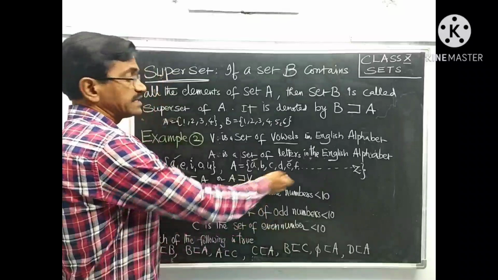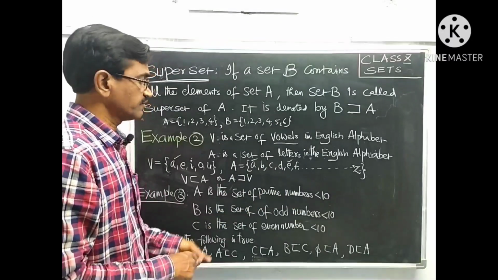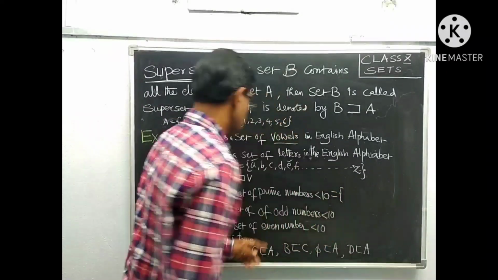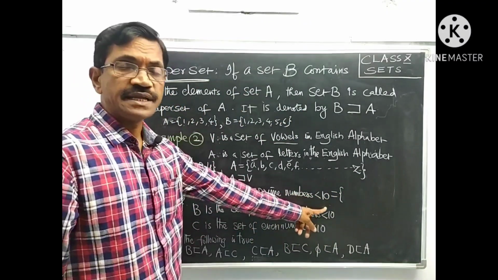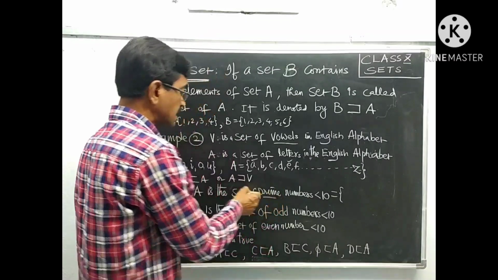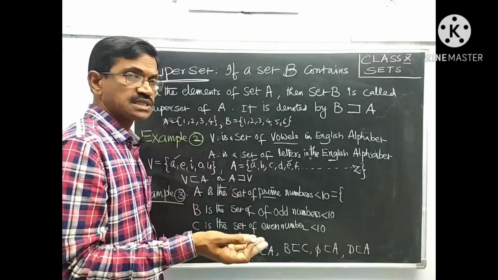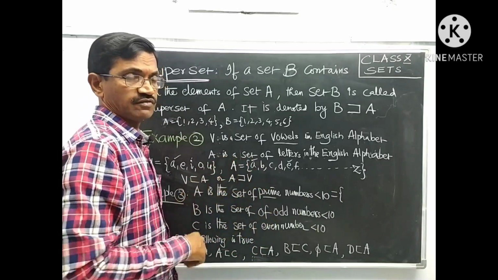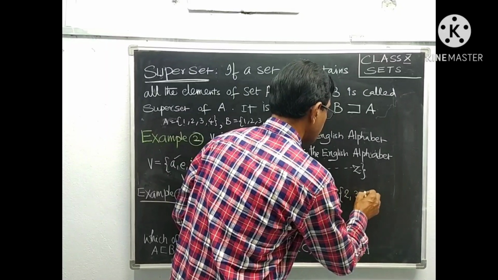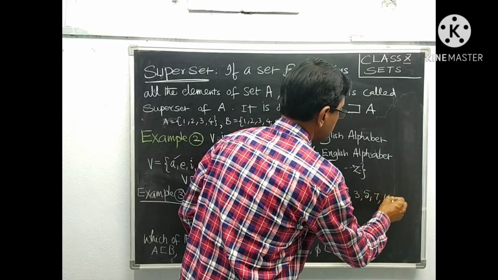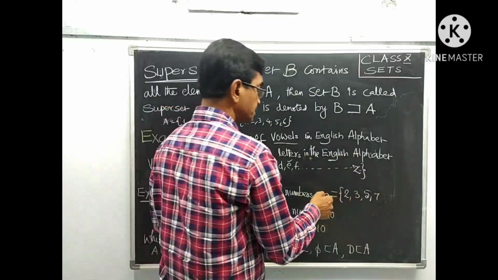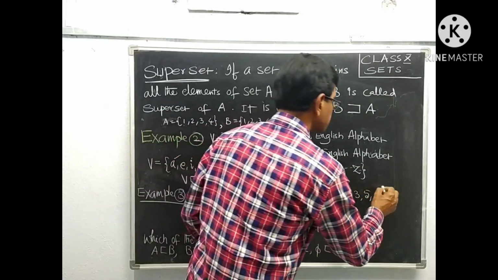To know this, we have to write the elements in roster form. First, the set of prime numbers less than 10. You know the definition of prime numbers: the numbers which are not divisible by any other numbers except 1 and itself. So, what are the prime numbers? 2, 3, 5, 7, up to 7 only. The next number is 11, so you should write only less than 10.